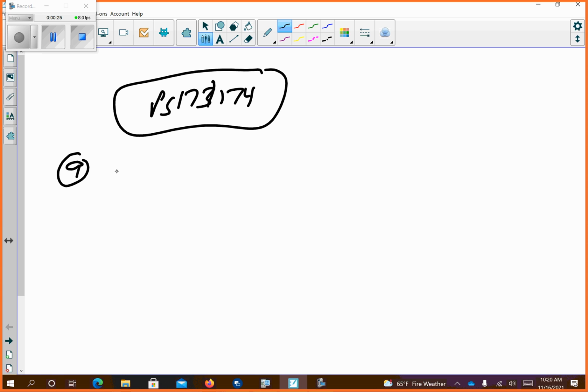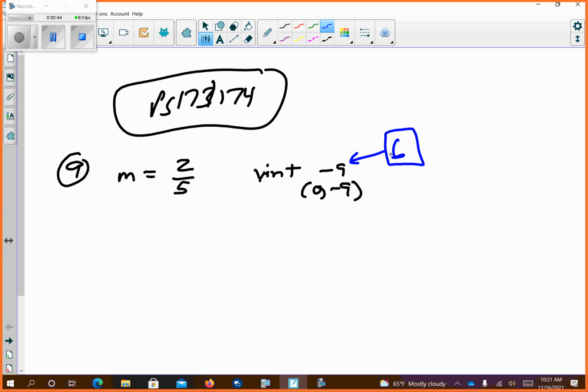So problem number 9. We want to use what the slope is in number 8. So number 8 slope is this. And then we have a y-intercept of -9, which is basically the point (0, -9). But we also know the y-intercept, that's our b value. And then we have the slope of this.